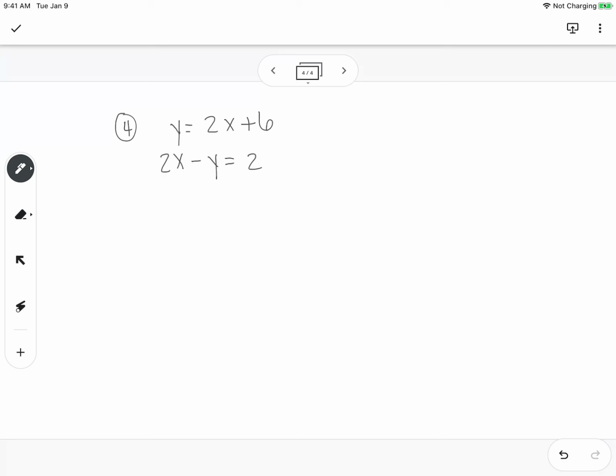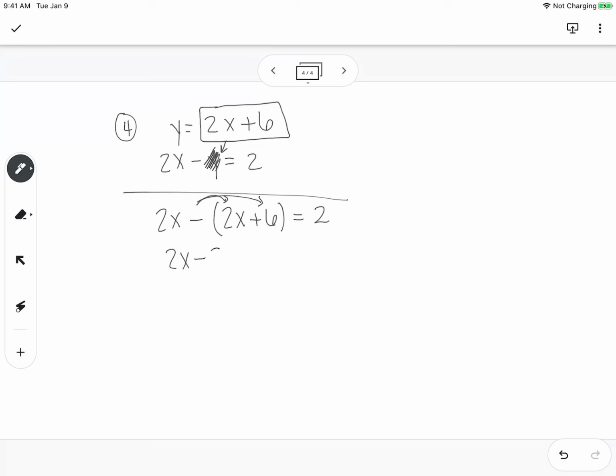So what would I box up in this equation? That's right, the 2x plus 6. And again, that's a y equals, so I would plug that box in for that y. So I get 2x minus parentheses. It's very important that you put the boxed stuff inside parentheses because you'll have to distribute. In this problem, I would distribute that negative 1, so 2x minus 6 is what that turns into.